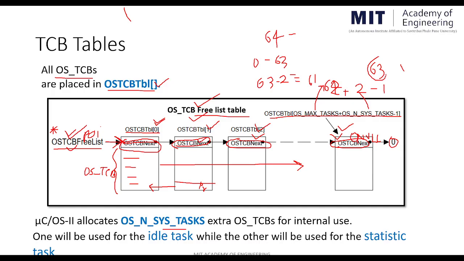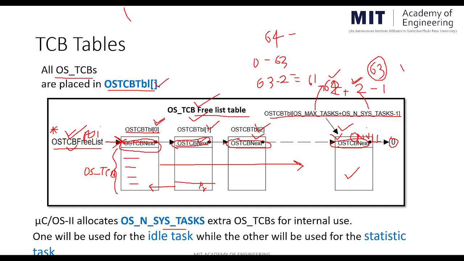Because MuCOS2 can support 64 tasks, out of that 2 will be the system task. Hence, we can say that a maximum of 62 tasks can be created by the kernel, 2 are the system task, minus 1. So the last TCB number will be 63. So the OS TCB table forms the array of TCB tables from 0 to 63, and this last TCB has the null address in the OS TCB next location.